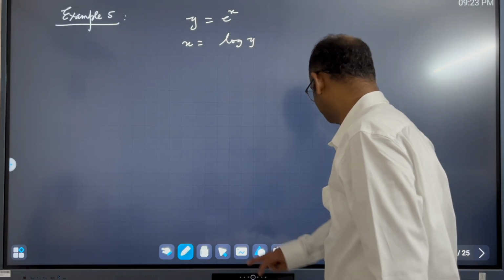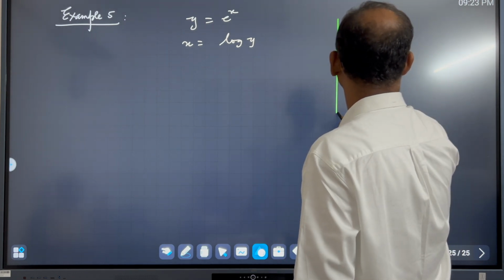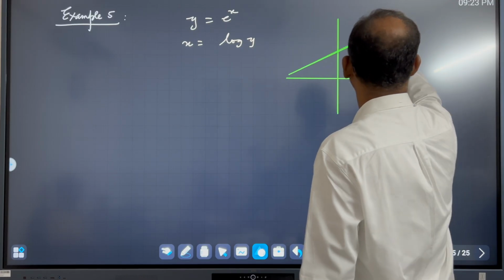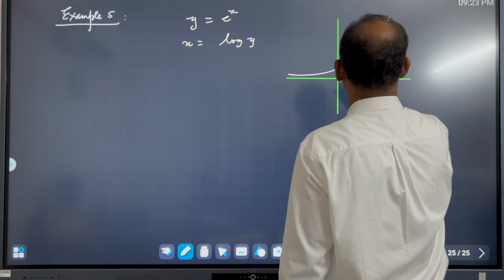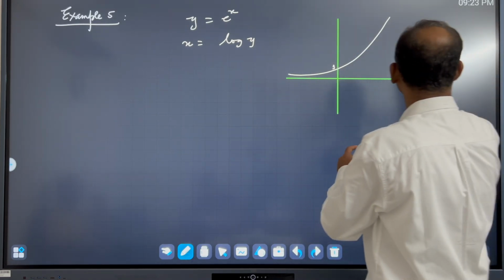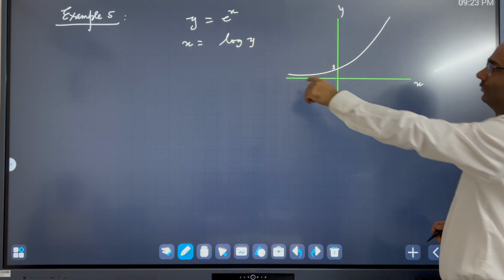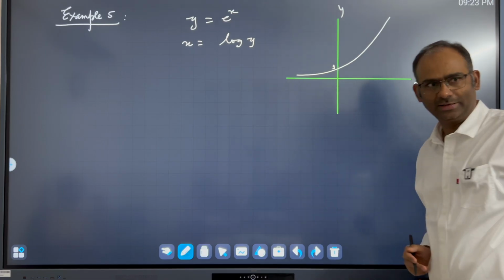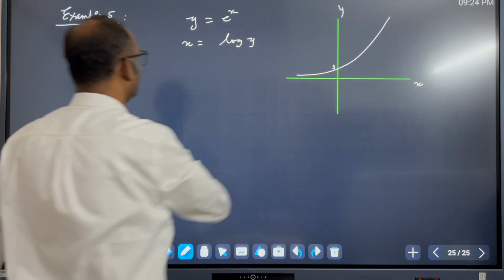No. Because for a given value of y, there is only one value of x. So I don't have to worry about multivaluedness. Okay, I don't have to do anything, cut off this and that. Okay, good. x is equal to log y.